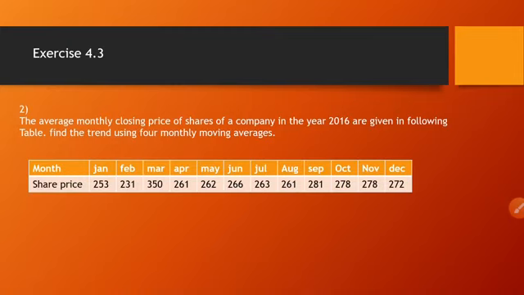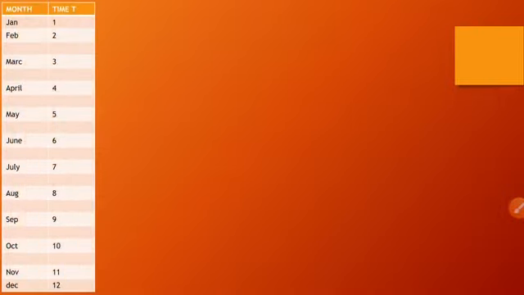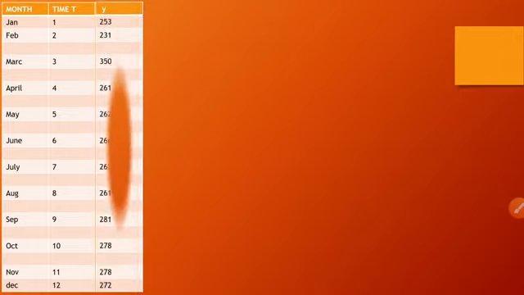So what data is given in the question? Months Jan, Feb, March, April, May, June, July, August, September, October, November, December are given. Share prices given are 253, 231, 350, 261, 262, 266, 263, 261, 281, 278, 272. Now let's do the sum. As I told you, you have to write by skipping one line. So I have written Jan to December. There are a total of 12 months, so T is 1 to 12. Then Y is 253, 231, 350, 261, 262 and so on.